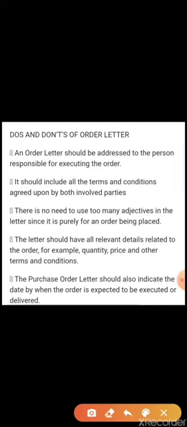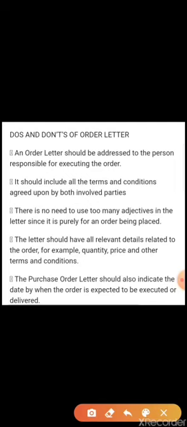उसे किसी भी तरह का confusion नहीं होना चाहिए. आपने लिख दिया हमें cricket bat चाहिए, but you have not mentioned the quantity. So how would he deliver? How many bats will he deliver? So there should be no confusion. You should ask about the price and other terms and conditions also.